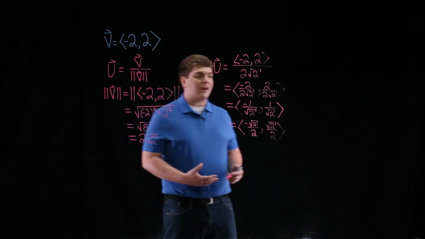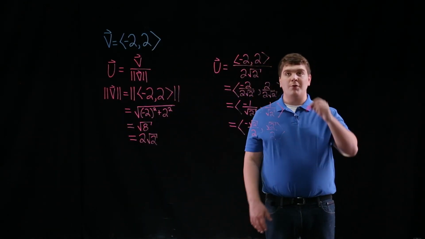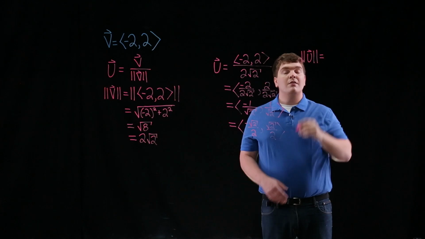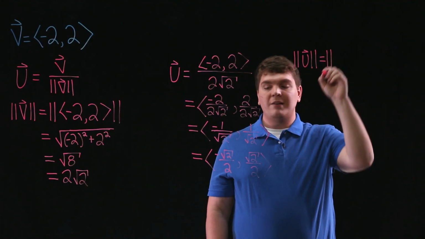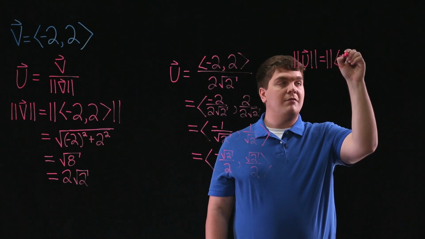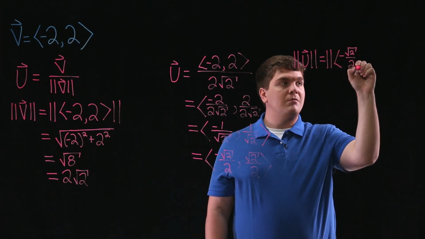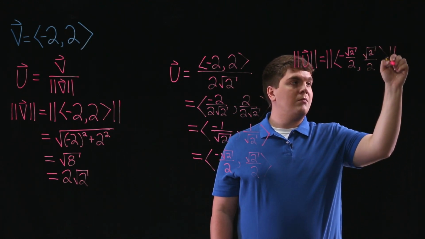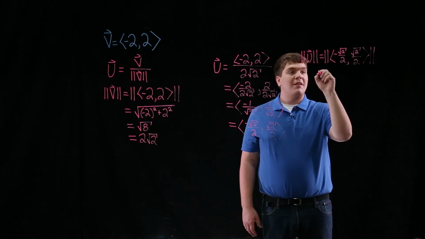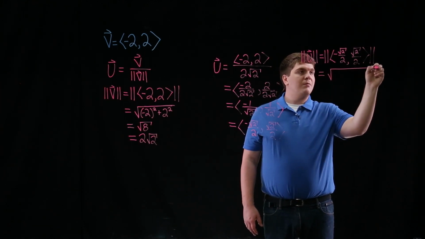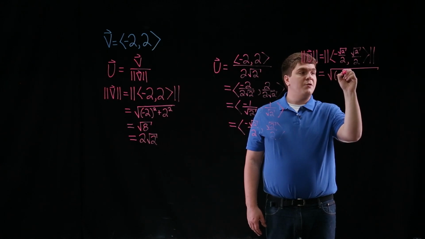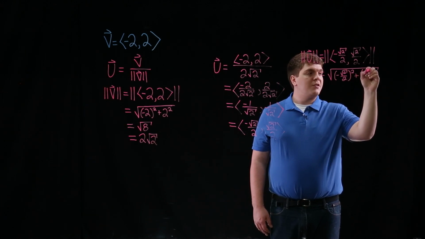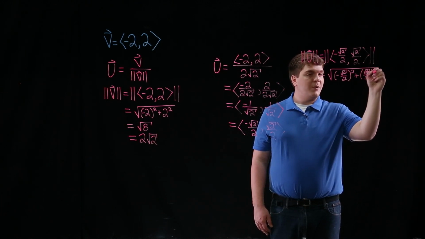Now, to check that this is a unit vector, let's find the magnitude of u. So the magnitude of u is equal to the magnitude of the vector -square root of 2 divided by 2, square root of 2 divided by 2. And we know that this is equal to the square root of the (-square root of 2 divided by 2) quantity squared, plus (square root of 2 divided by 2) quantity squared.